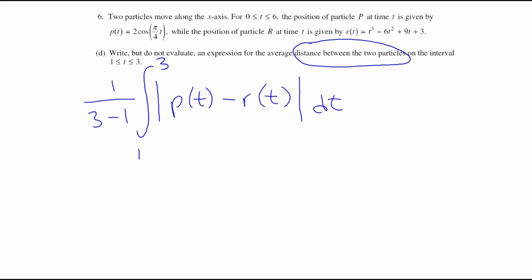Absent of the sign, so we take the absolute value, right? It doesn't matter if P is to the left of R or R is to the left of P. The distance between them is always the absolute value of the difference between their positions. And so 3 minus 1, you don't necessarily need to do this, but 3 minus 1, of course, is 2. And so we end up with this as our final answer, and they gave you 2 points for that. And that is the end of question number 6 here. It's a motion question from the 2010 Form B AP Calculus AB exam.